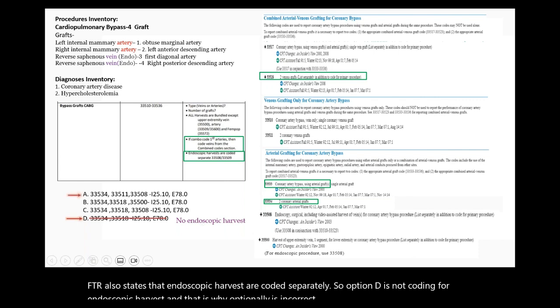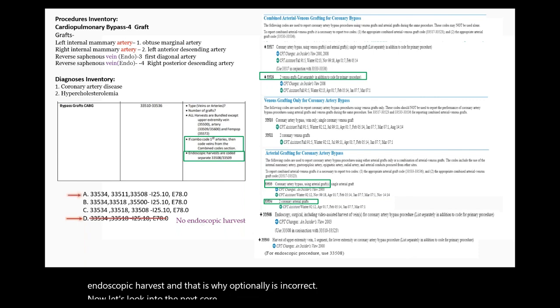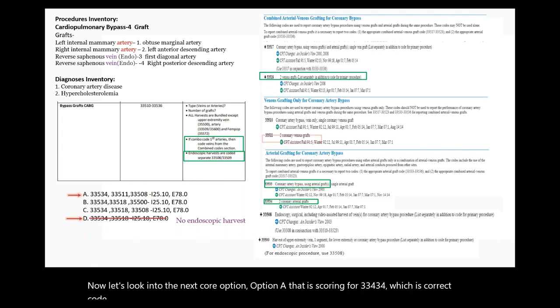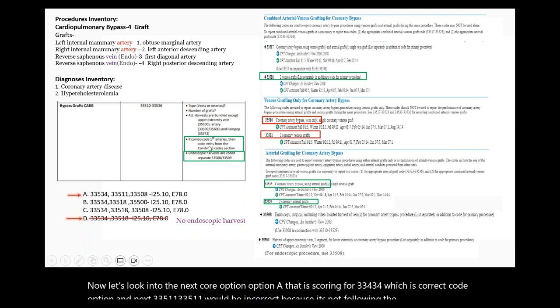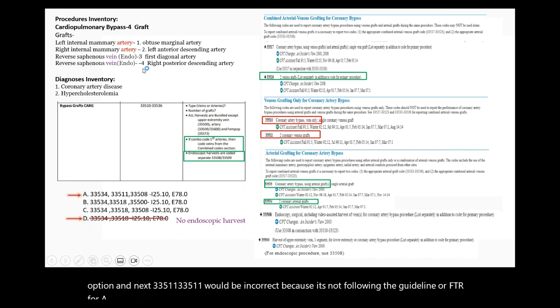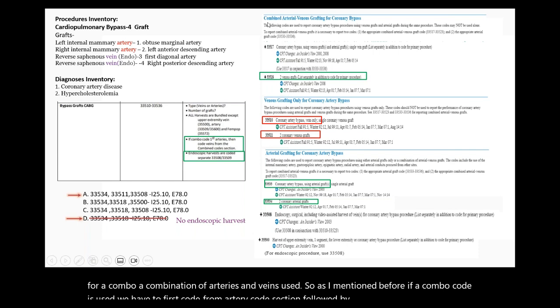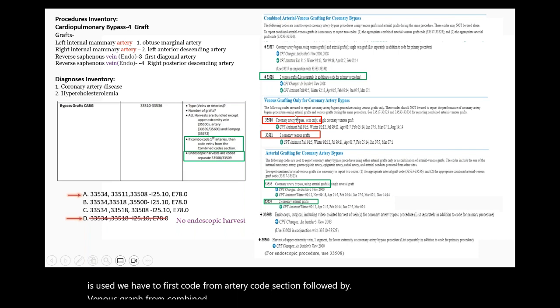Now let's look into the next code option, option A, that is coding for 33534, which is a correct code option, and next 33511. 33511 would be incorrect because it's not following the guideline or FTR for a combination of arteries and veins used. As I mentioned before, if a combo code is used, we have to first code from the artery code section, followed by the venous graft from the combined arteriovenous coding section, and not directly from the venous grafting section. So that's why option A is incorrect.